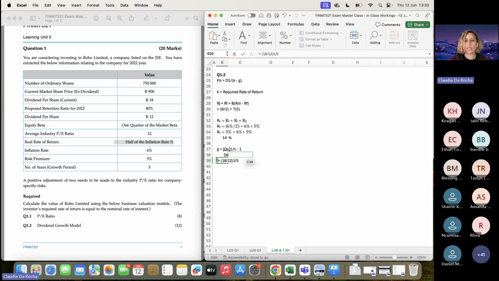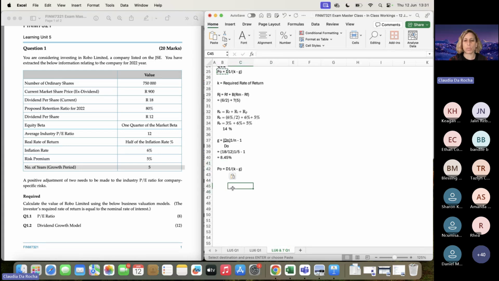How do I know that? Because they've actually shown us here. And then we're going to minus that all by 1. Once we solve for that, we get 8.45%. Now that we have all the pieces, we can go back and calculate using the original formula.